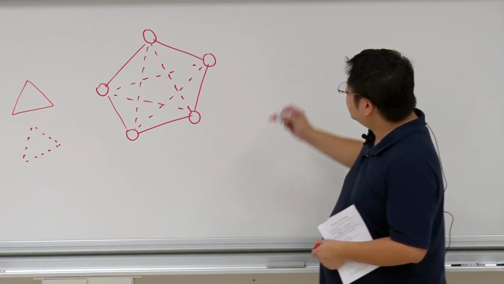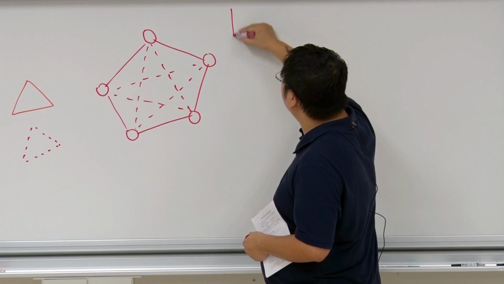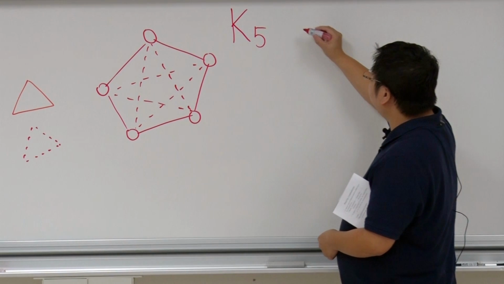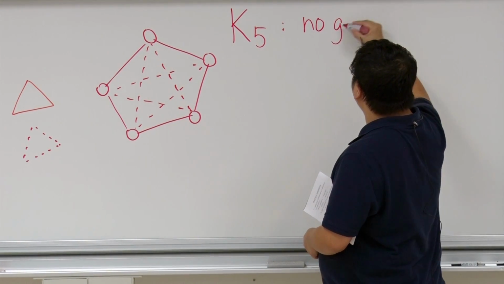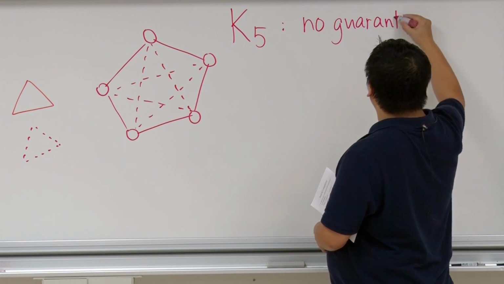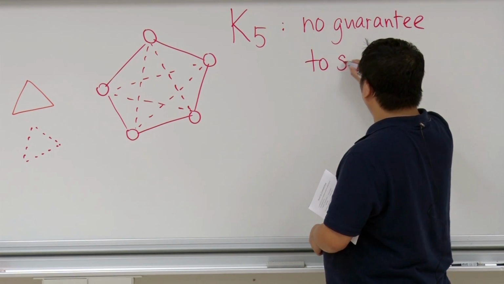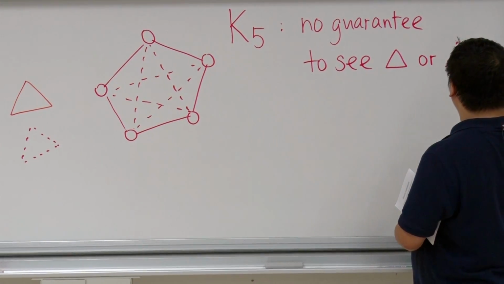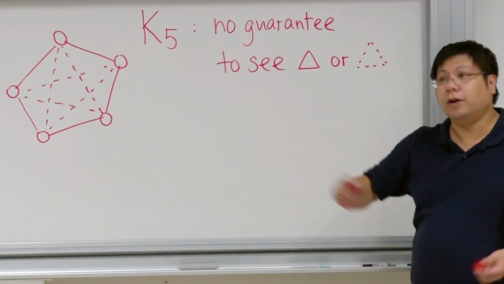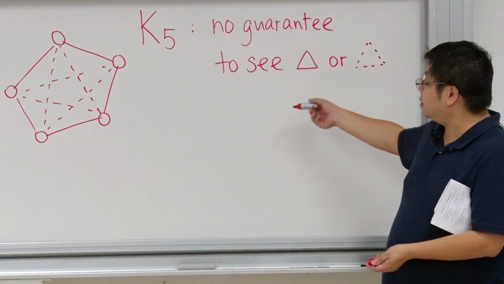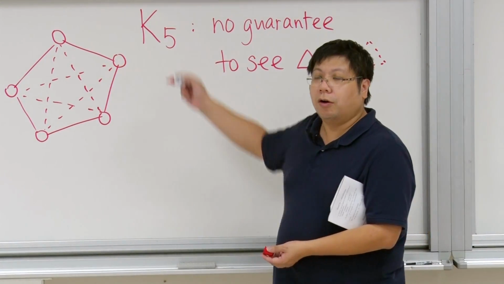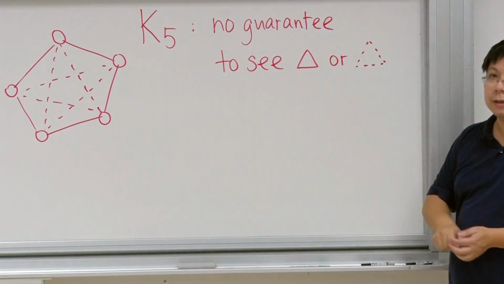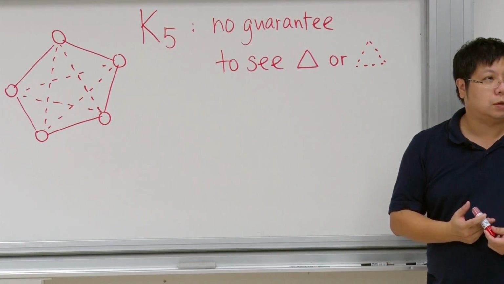So for the 5 vertex case, I call this a complete graph, K5. We call it a complete graph with 5 vertices. In K5, there is no guarantee to see a solid triangle or a dotted triangle. Of course, in some cases you will see a solid triangle. If you color all of them solid, then you see a solid triangle. But there is no guarantee that you will always see a solid triangle or a dotted triangle.